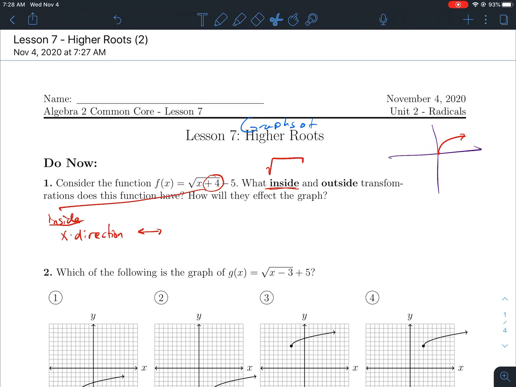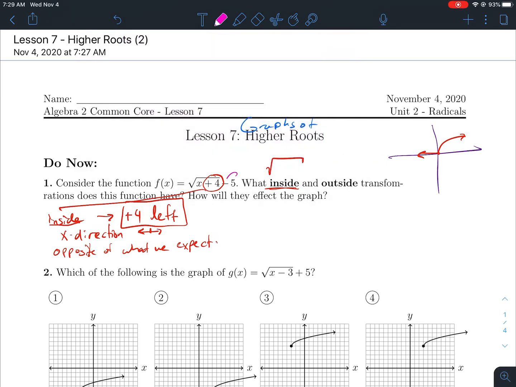All right? So an inside transformation is always going to move it in the x direction, and inside is always the opposite of what we expect. In this particular case, if we had to choose left or right for plus 4, we would think right, but it's always going to be the opposite of what we expect with an inside. So the inside transformation here is plus 4, or 4 to the left. So we're going to move 4 left here.